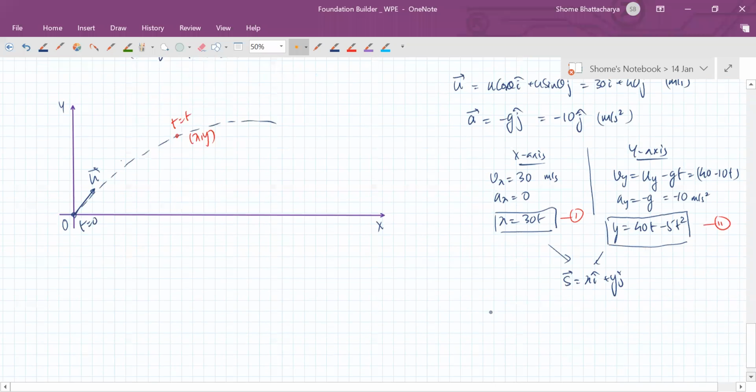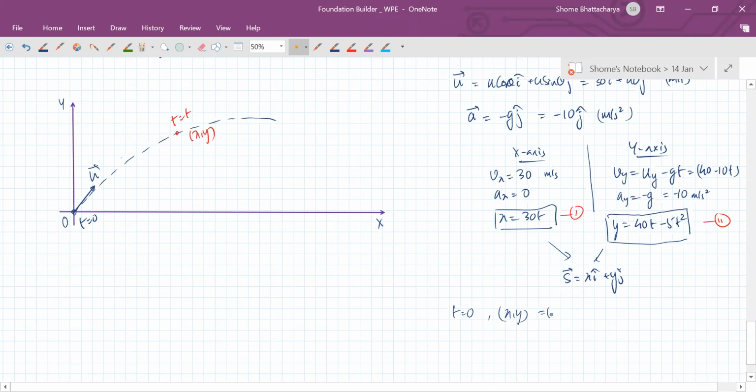So at t equal to 0, what were its coordinates? They were 0,0. At t equal to 4 seconds, see what its coordinates will be. Just substitute in this, you'll see. So x will be 120 and y will become 40 into 4, that's 160, minus 16 into 5, that's 80. So y will become 80. So the displacement for this interval of time, from 0 to 4 seconds, is going to be 120 i cap plus 80 j cap. This will be my displacement.